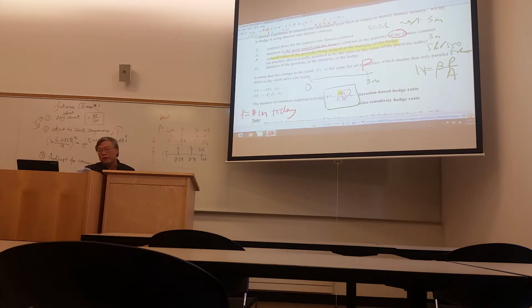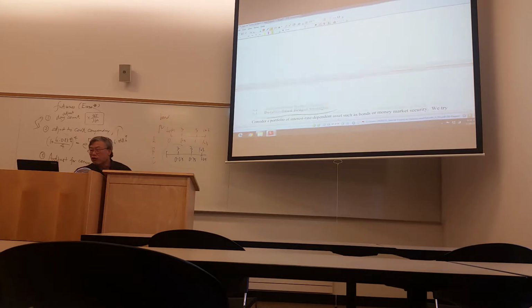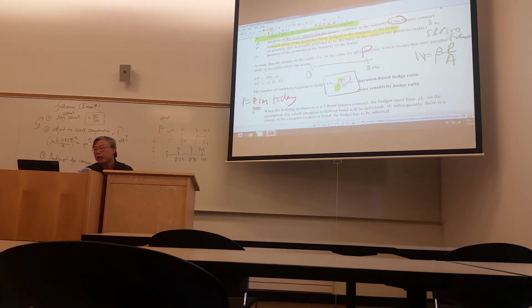Downstairs, FC is the instrument you use for hedging. It is the value, the contract price of the interest rate futures contract. I will give you an example. It's the value of one contract, just similar to the A in this formula. In this formula you have N equal to beta P over A. This has a similar role as the A here. And then DF is the duration of the instrument you use. So good? Is it clear?